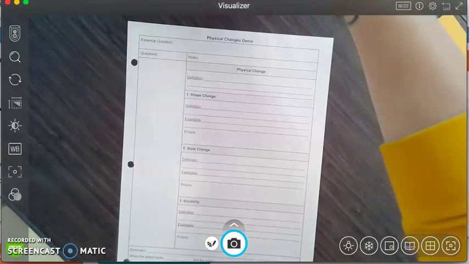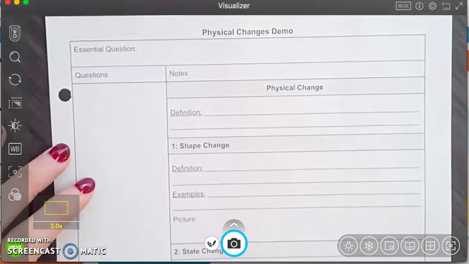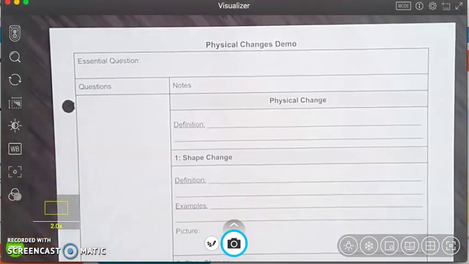Hi, scientists! So today we are going to learn about physical changes. So you should have this sheet in front of you. If you don't, press pause to get the sheet, press play to begin.